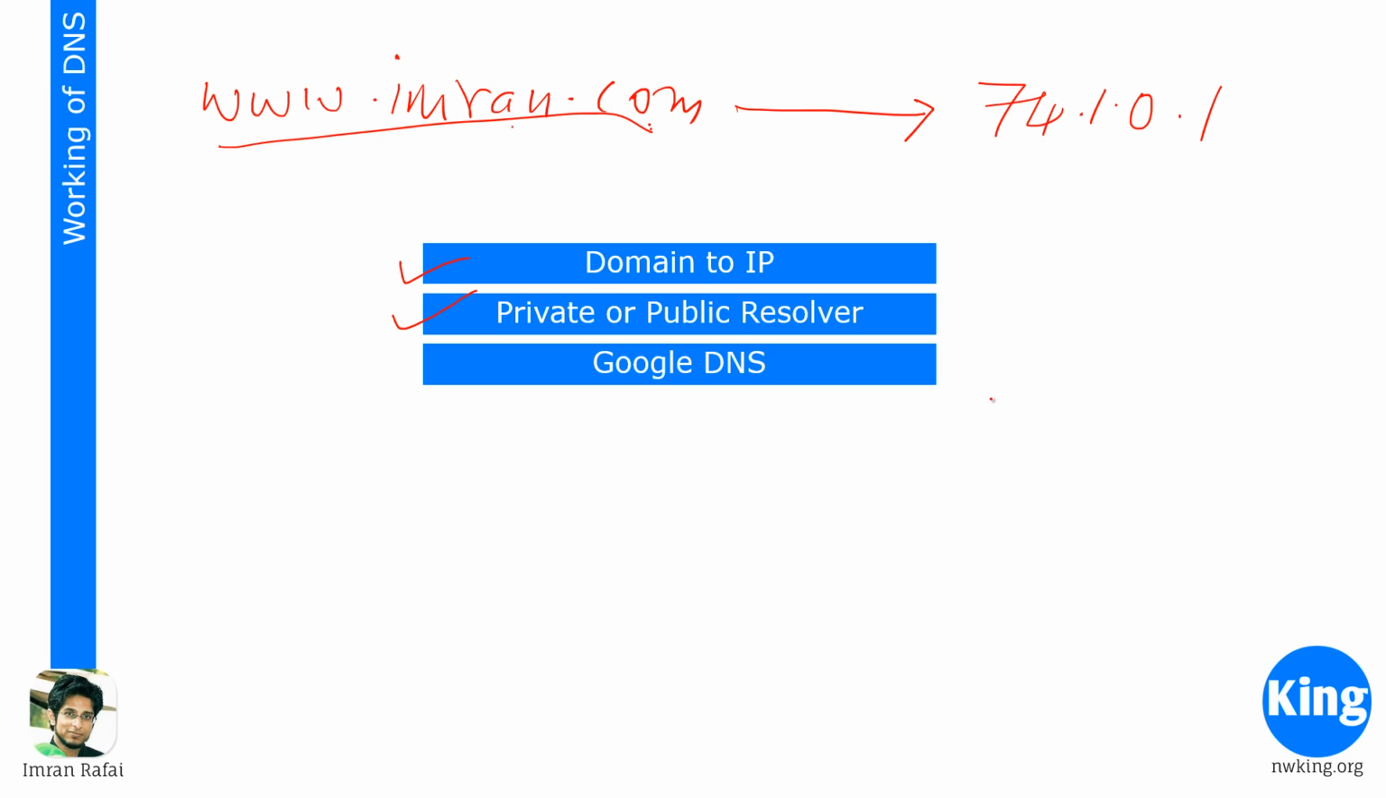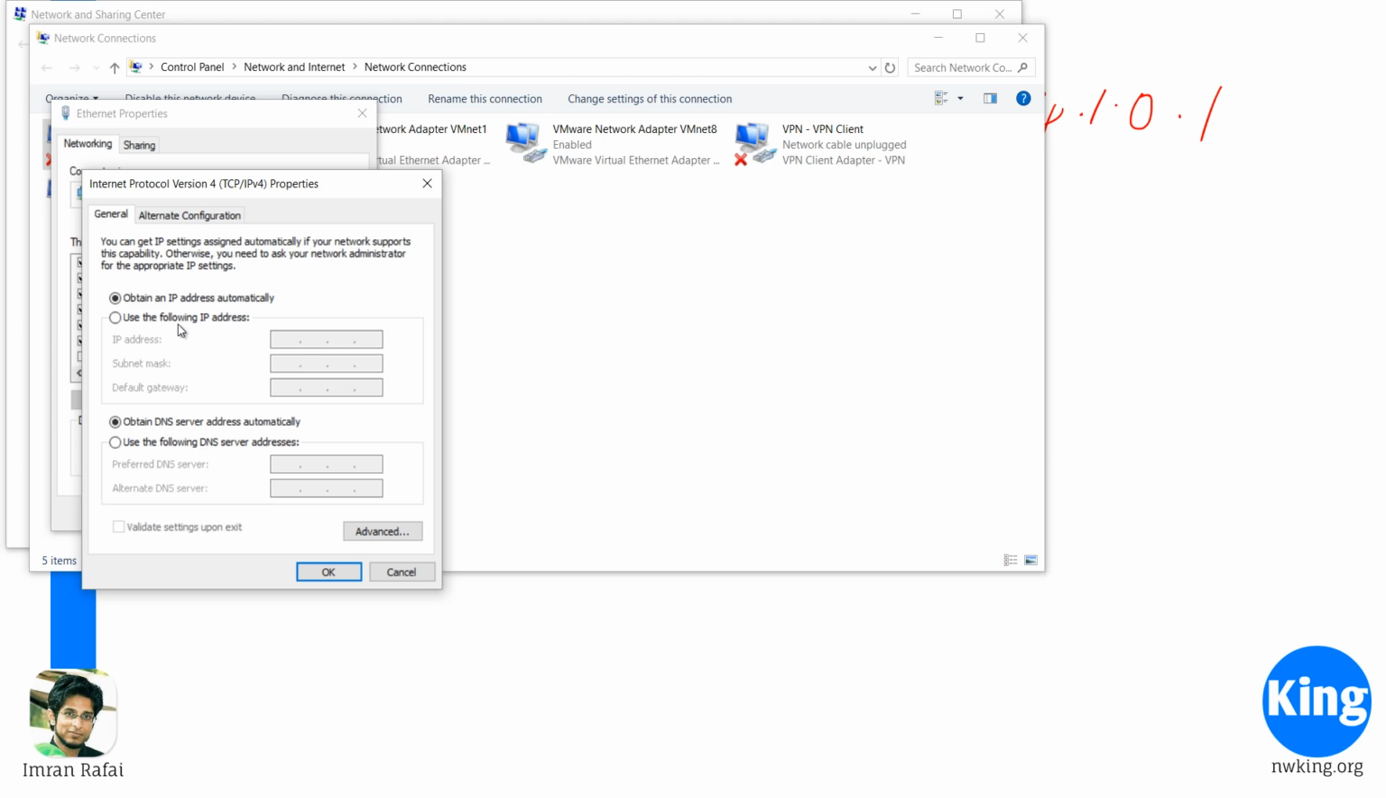DNS server, if you remember, when we configure IP addresses, there is DNS information, primary DNS and secondary DNS. I'm going to show you how it is in Windows systems. On a Windows system, this is where we configure IP addresses, like we've discussed earlier: IP address, subnet mask, default gateway. Also, we have this option, using the following DNS server addresses.